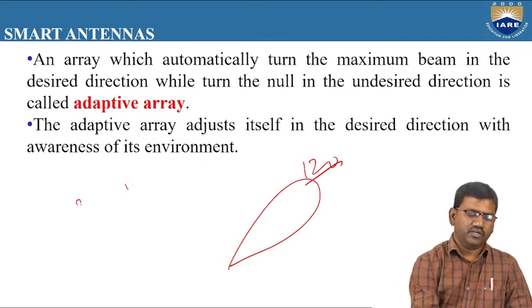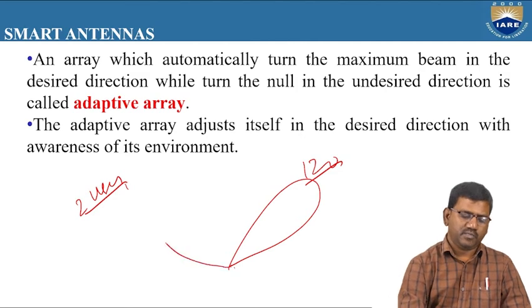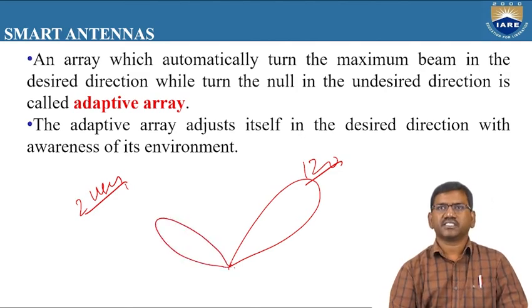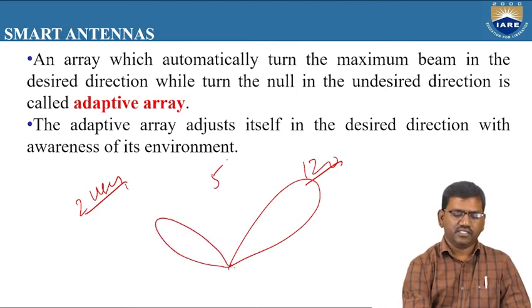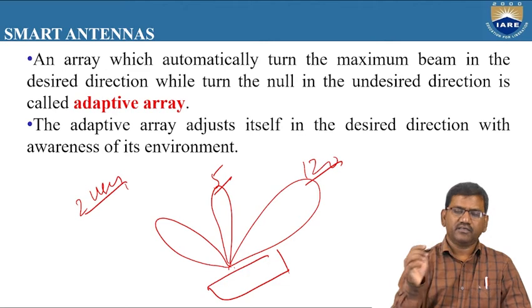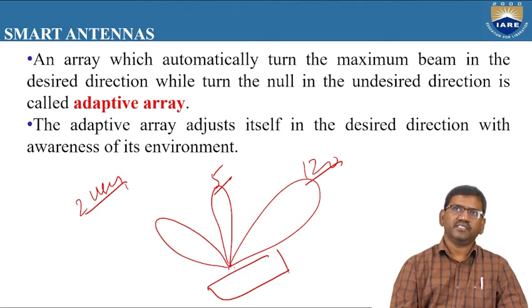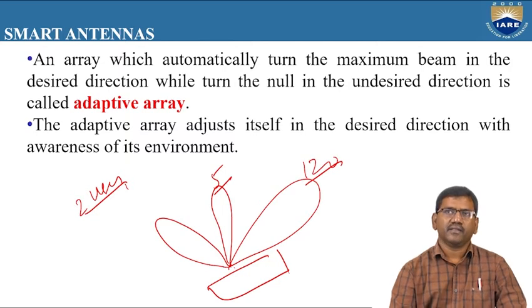If there are only two users in this direction, a smaller beam is produced in this direction. If there are 5 users here, then depending upon this array of elements, it will send another beam to these 5 users. So an adaptive array means it will adjust the beam by sending the signal in the desired direction by nullifying the signal in the other directions.